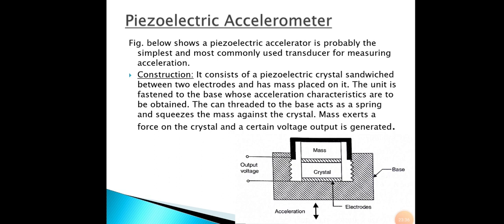Then advantages are small size, small weight, high output impedance, and they can measure acceleration from a fraction. Then they have high sensitivity, and their frequency response is nearly 10 hertz to 50 kilohertz. The disadvantages: unsuitable for applications where input frequency is lower than 10 hertz. So it is not suitable where the input frequency is less than 10 hertz. Then subject to hysteresis error, and it is sensitive to temperature changes.